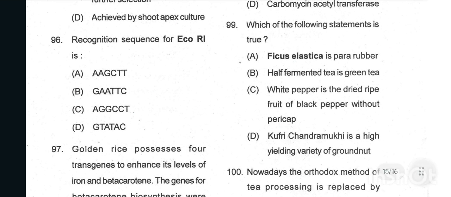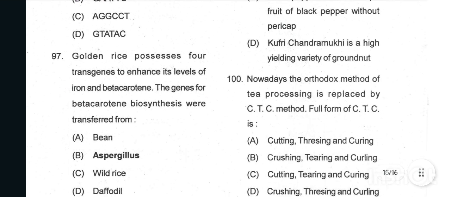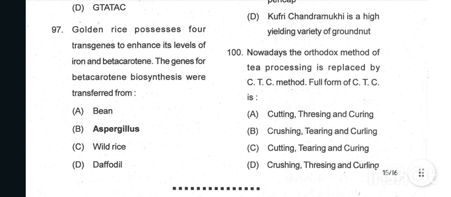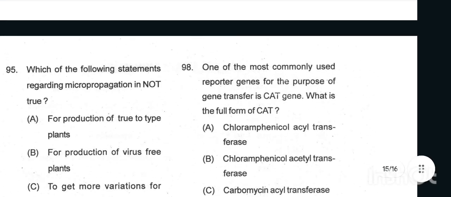Recognition sequence for EcoRI, it is your GAATTC. Option B is the correct one. Golden rice possesses 3 transgenes to enhance its level of iron and beta carotene. The genes for beta carotene biosynthesis were transferred from, so it is from daffodil. Option D is the correct one.